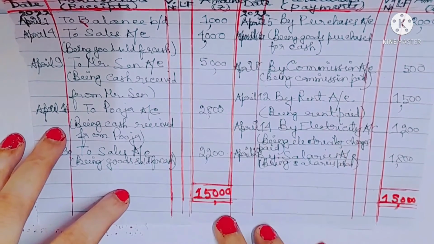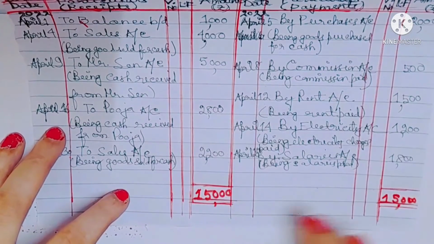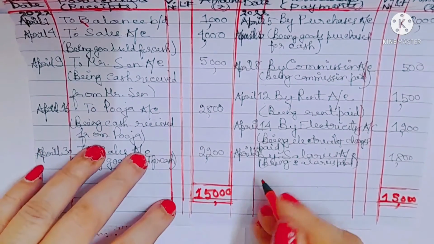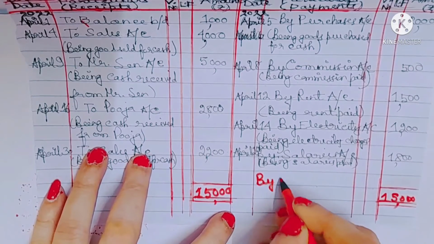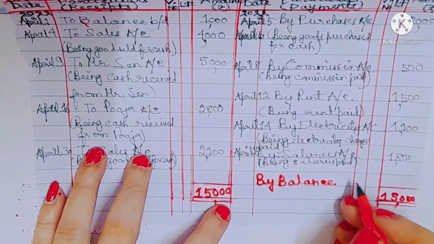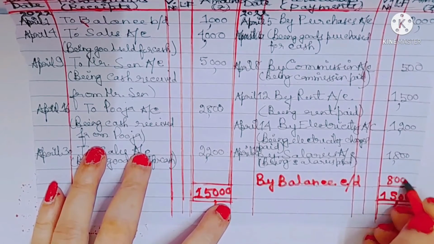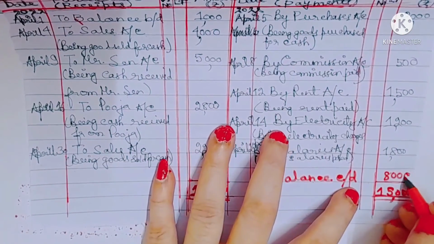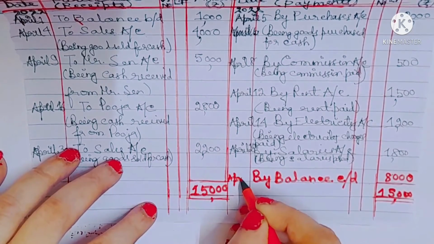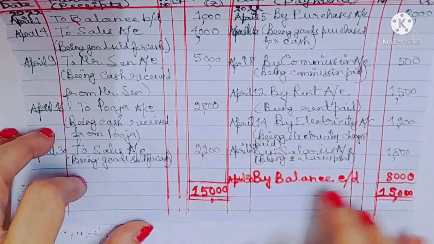The total of debit column is 15,000 and the total of credit column is 7,000. So deduct the total of credit column from the debit column. So deduct 7,000 from 15,000, you'll get 8,000. So you'll have to write by balance CD. I have already taught you ledger account, so you know how to write. By balance CD 8,000, always the last day in the month of April. If this were May, it would be 31st. Okay, so on 30th April, by balance CD 8,000.